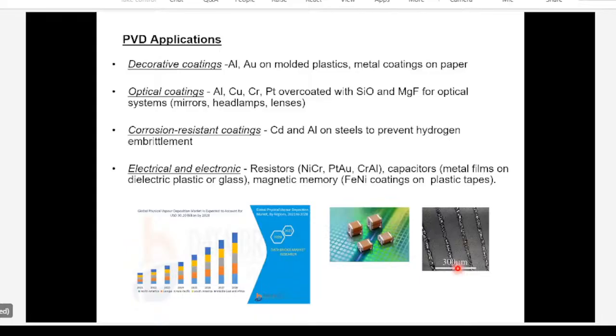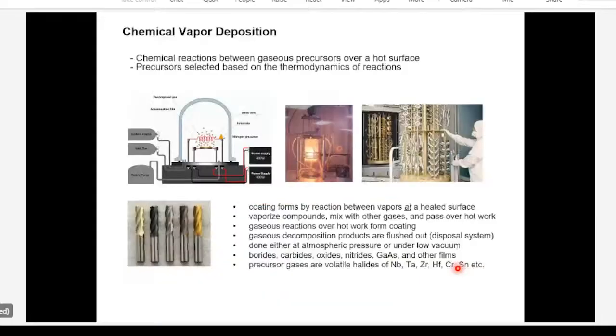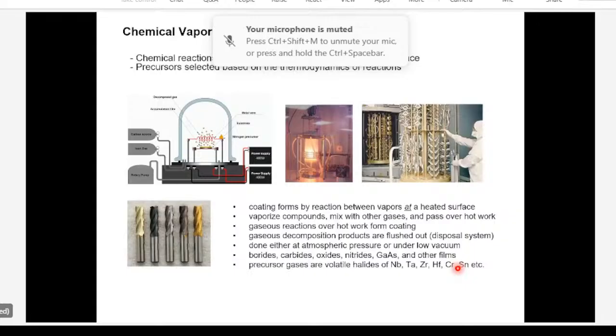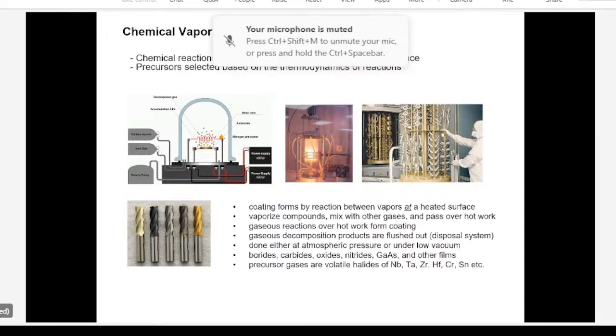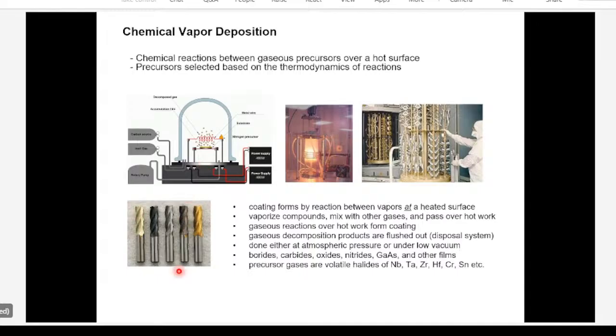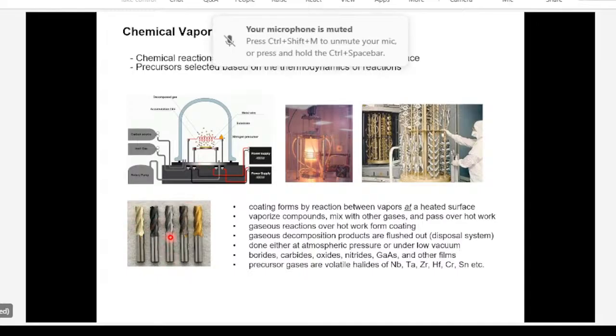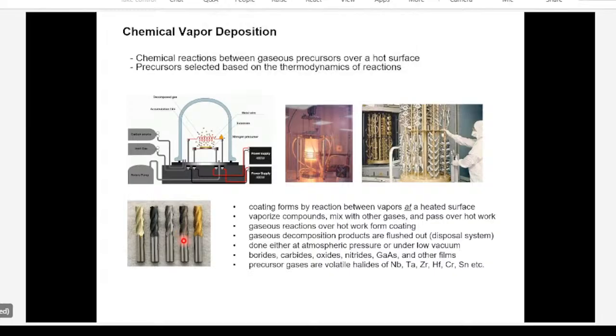Chemical vapor deposition. CVD is basically an actual chemical reaction. Unlike PVD, in which there is no chemical reaction, just a change of phase, in CVD we have gases that react with one another over a hot surface. And one of the products of the reactions is the actual coating that builds up on the part. So different types of cutting tools and drill bits are all coated using CVD with very hard coatings.